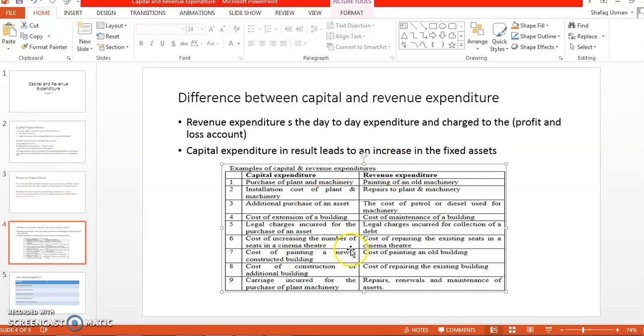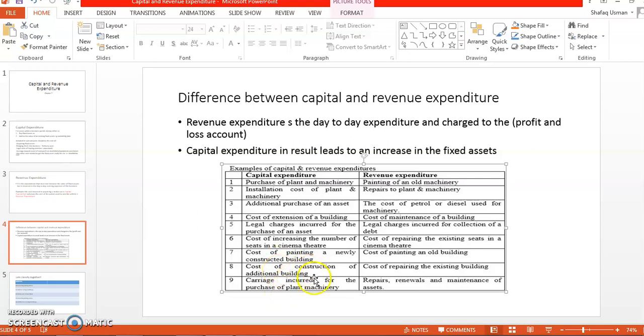Cost of painting a newly constructed building. Now, guys, you need to pay attention here. We talked about cost of painting of an old machinery. This was classified under revenue expenditure. But the cost of painting a newly constructed building comes under the capital expenditure. Because when you are acquiring the asset for the first time, or building the asset for the first time, the cost of painting and decoration and all, they come under the capital expenditure. So cost of painting an old building, same, revenue expenditure, it's routine business. Cost of painting a newly constructed building is not routine business, you're painting it for the first time.